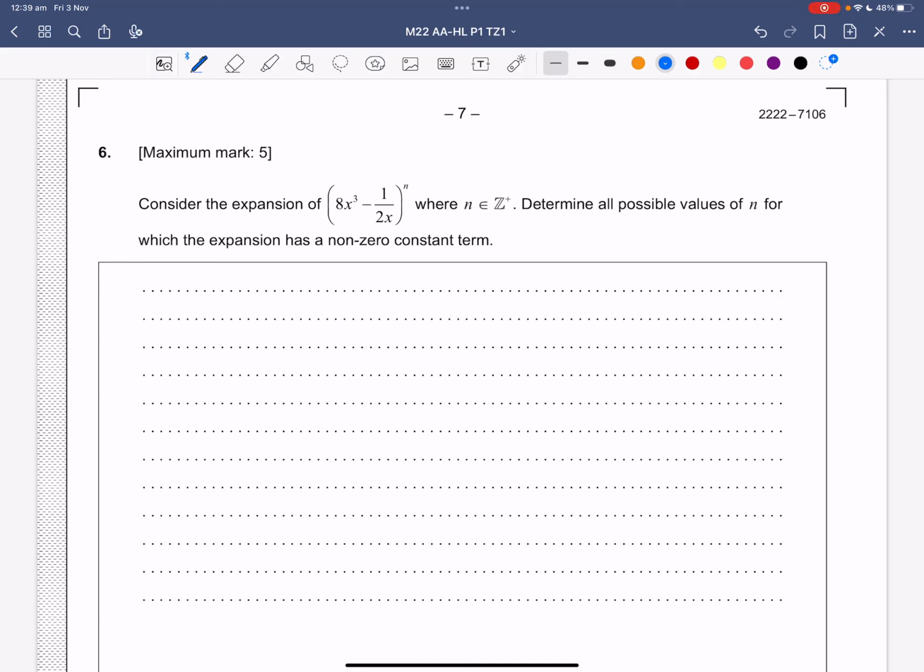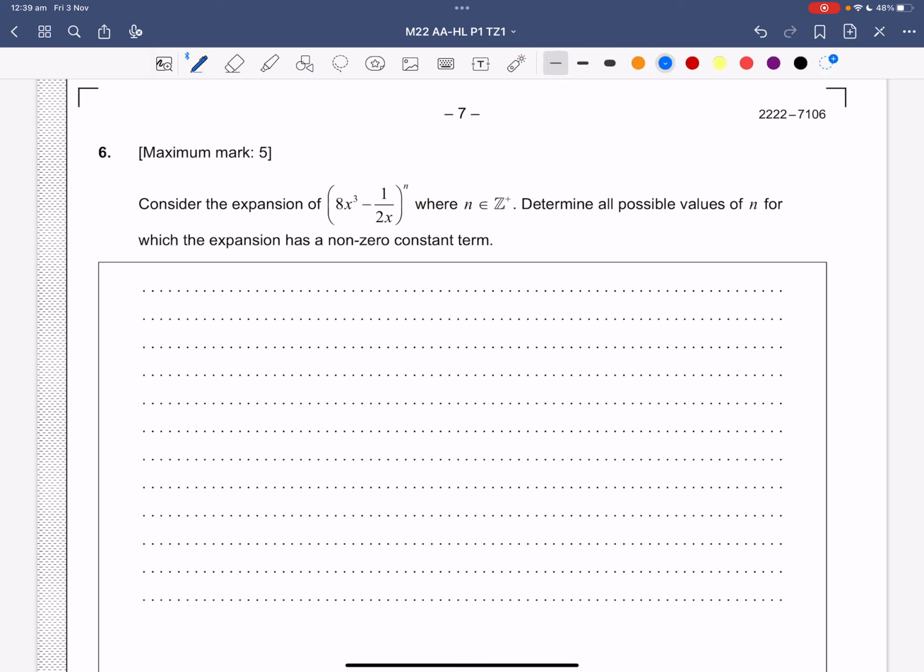Hi everyone. Today we will be solving a binomial theorem question. The question says: consider the expansion of (8x^3 - 1/(2x))^n, where n is a positive integer, and we are asked to determine all possible values of n for which this expansion has a non-zero constant term.